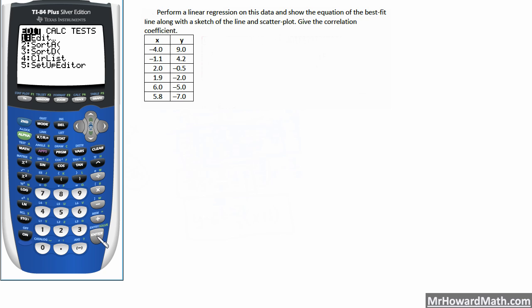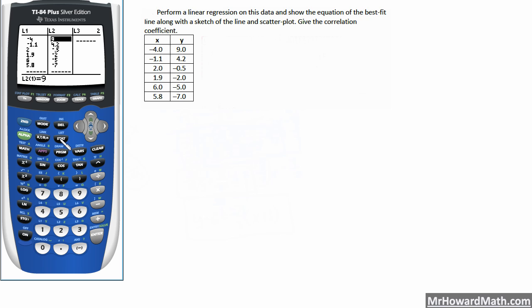We go stat and then enter, and that pulls up our list 1, list 2. We're going to put our x values in list 1, which I've already done just to save time, and then we're going to put our y values in list 2. You just type each one in and hit enter, and it'll move down to the next value. Arrow to the right to go to list 2, type them in, and that'll get all your values in there.